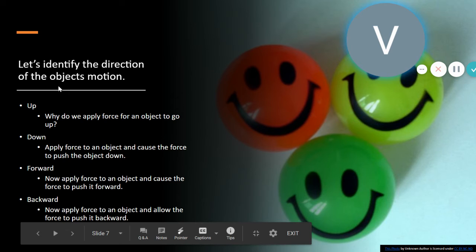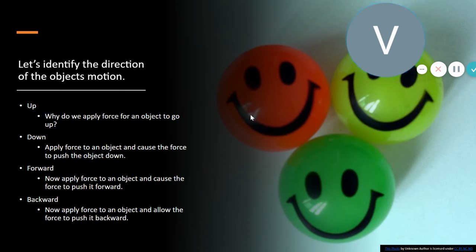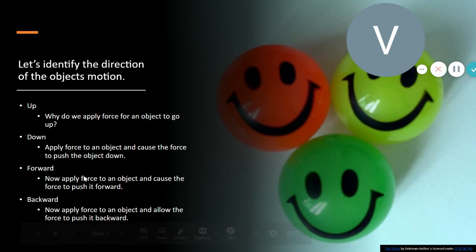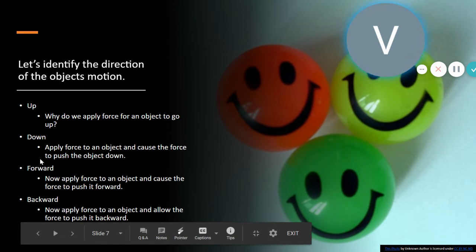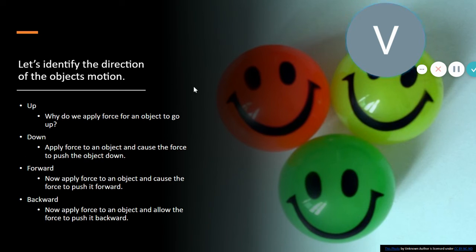Let's identify the direction of the object's motion. So up relates to why do we apply force for an object to go up? Maybe we were hitting a volleyball or we were throwing an egg and we wanted it to go up, or throwing a pancake or anything. So going down, we apply force to an object and cause force to push the object down. So maybe if you're playing basketball, then you're pushing the ball down when you're dribbling.